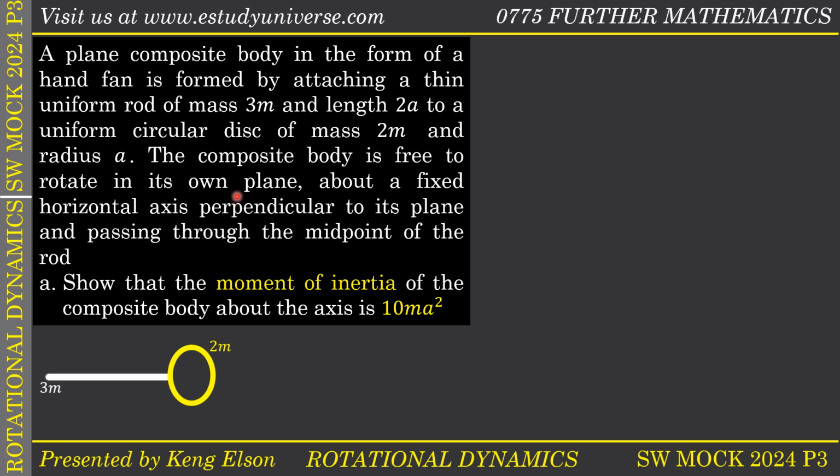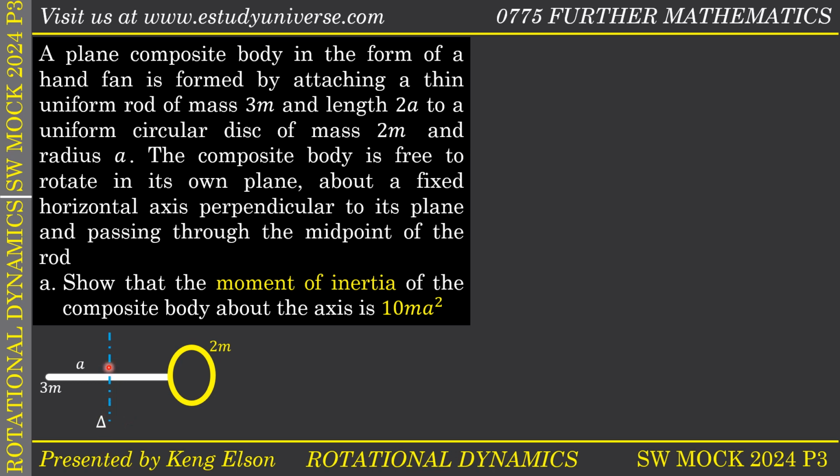Now the given axis here is perpendicular to the plane of the lamina, that's the plane of the composite body, and it is passing through the midpoint of the rod. So I could maybe just indicate for convenience that this is the axis. I can call the axis delta, it is perpendicular to the plane, and then it is passing through the midpoint of the rod. Okay, so we need to get the moment of inertia of the composite body about the given axis delta.